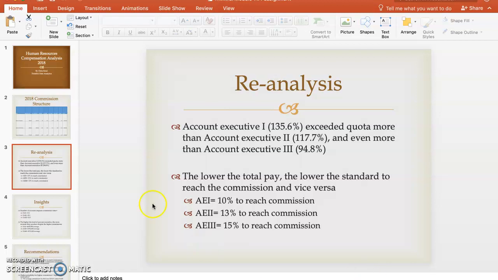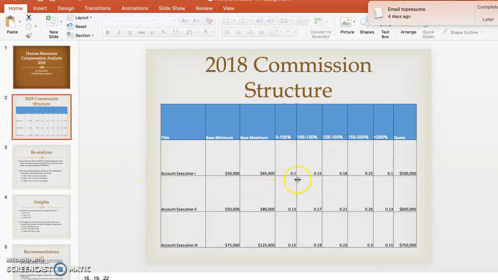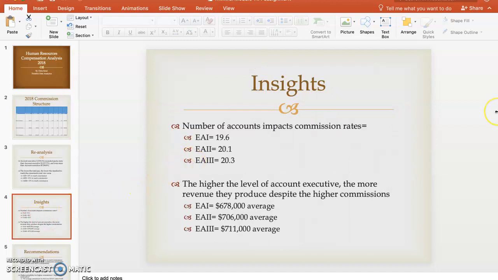If you go back to the previous table, you can see the percentages to reach quota are on average 0.2 times higher per level of account executive. In other words, the more money you make, the harder it is to reach quota.